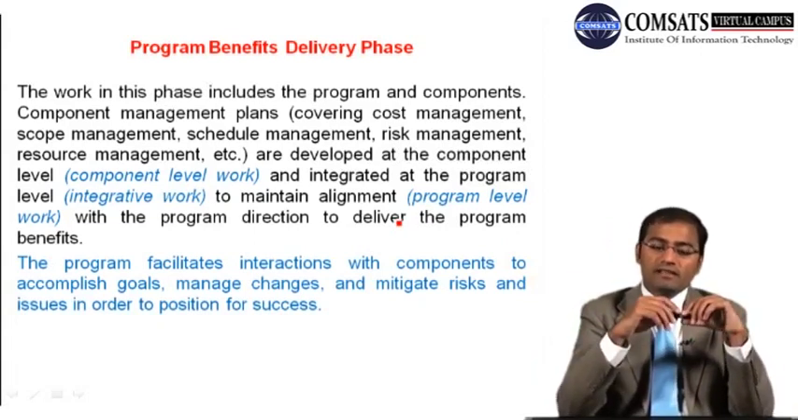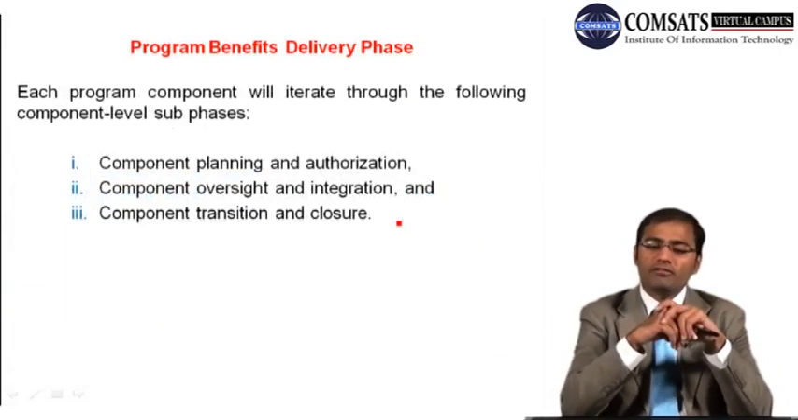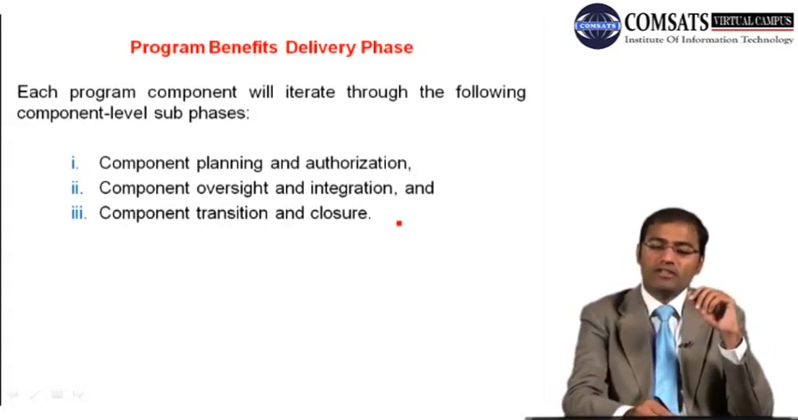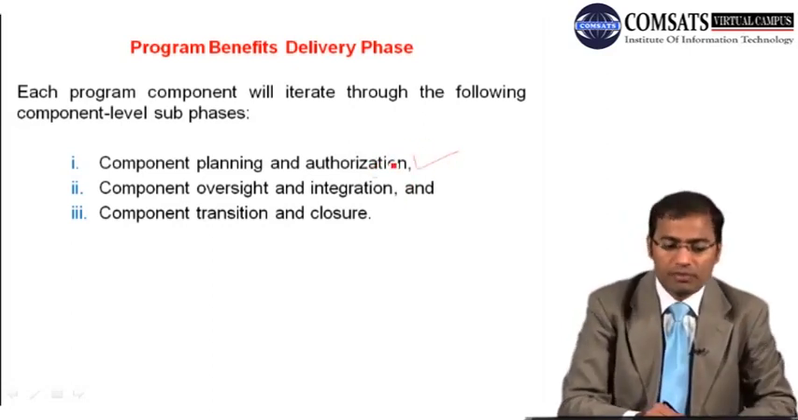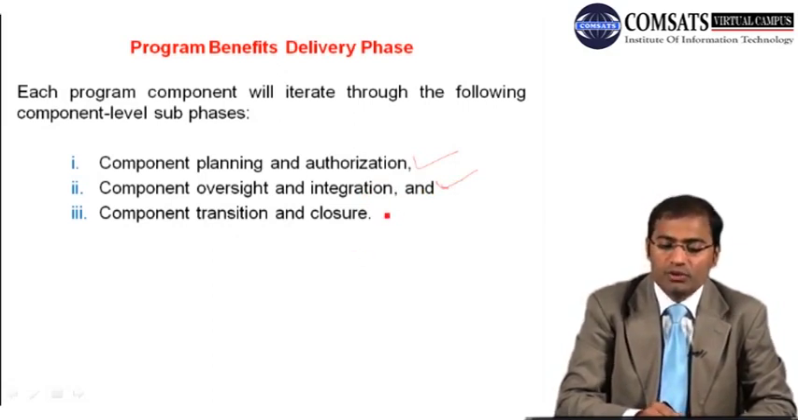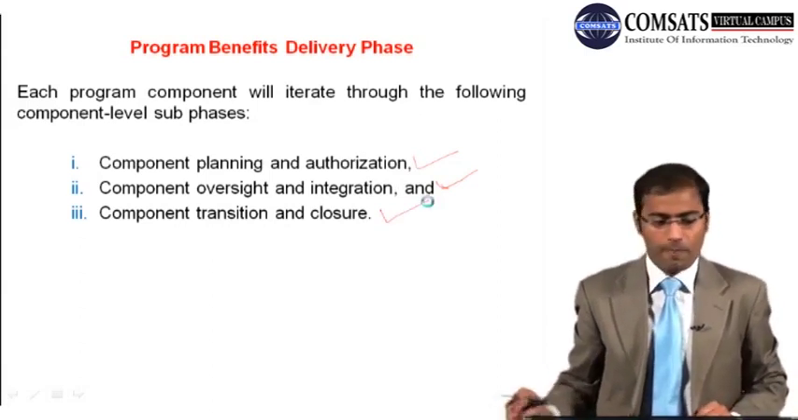So this is program level work. The program facilitates interactions with components to accomplish goals, manage changes and mitigate risks and issues in order to position for success. Each program component will iterate through the following component level subphases: component planning and authorization, like the project charter and project management plan; component oversight and integration, like project monitoring and control; and component transition and closure. So we are going to talk about the three in detail.